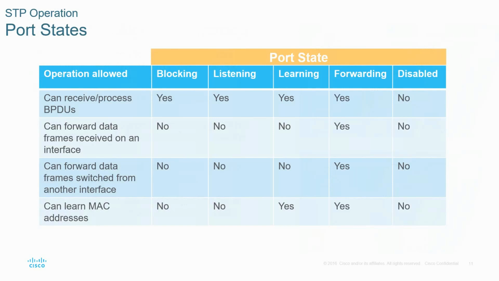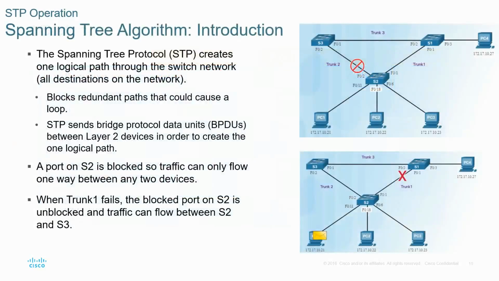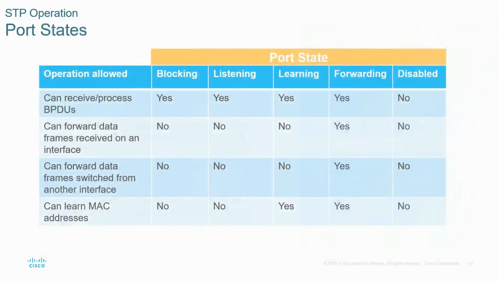Now, if a port is in the blocking state, which is what we do here in this figure, we set port F02 in the blocking state. It means that it can only receive and process BPDUs. So the STP protocol is still working. If a port is in the blocking state, it can still understand messages related to the STP protocol, but it cannot do anything else. It cannot forward packets, cannot learn MAC addresses, cannot broadcast frames, cannot do anything.